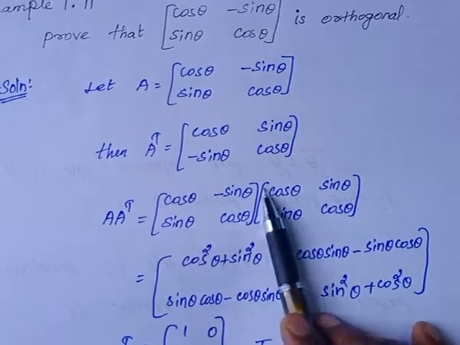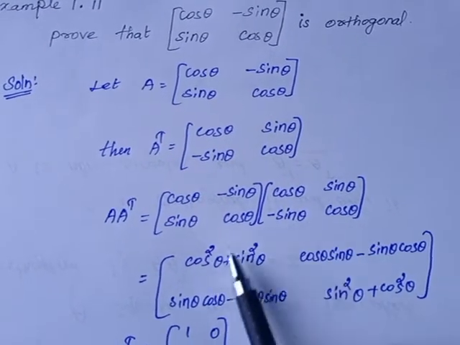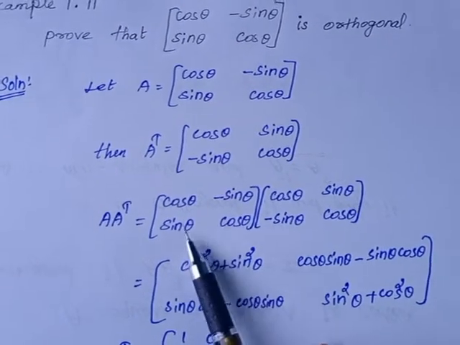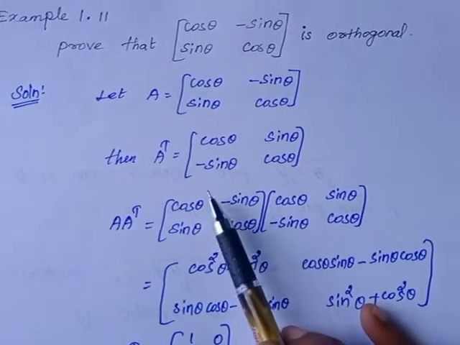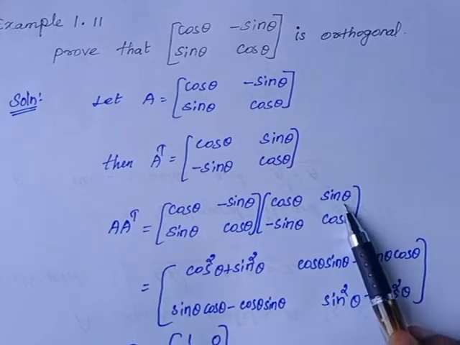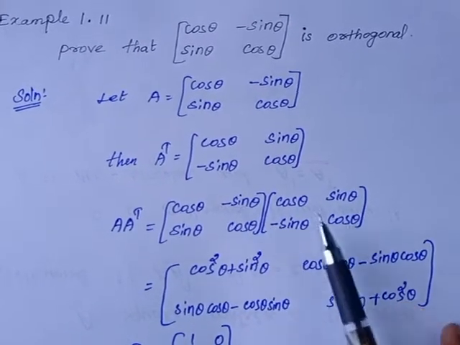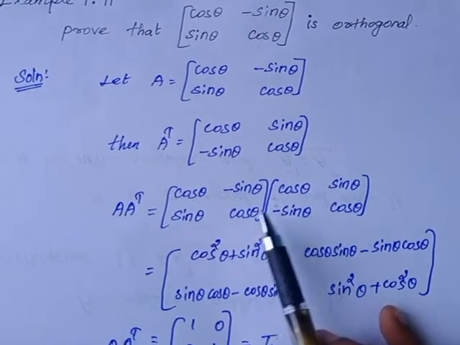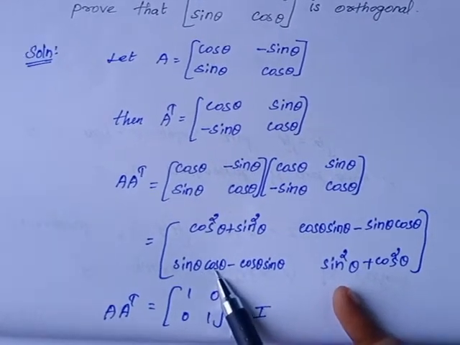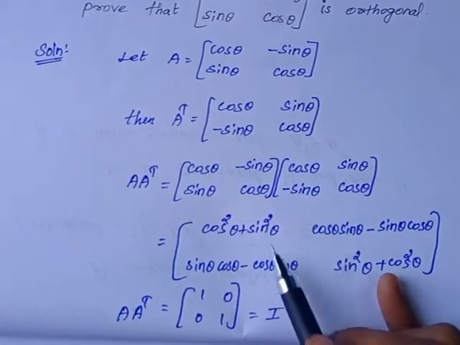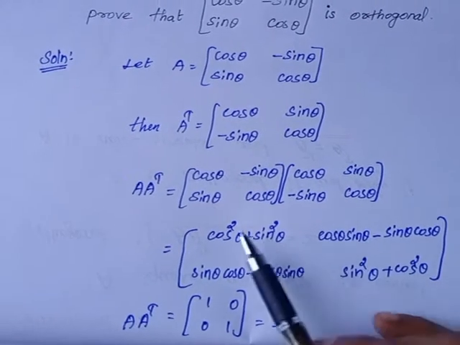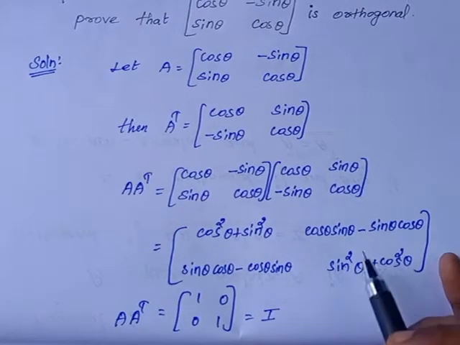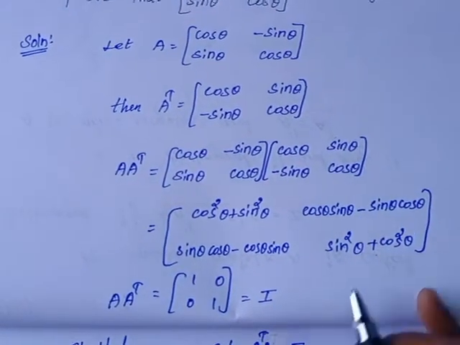You have to take the first row and first column. Cos into cos is cos square theta minus sin into minus sin is plus sin square theta. Next first row and second column. Cos theta into sin theta minus sin theta into cos theta. Next second row first column, sin into cos theta is sin theta cos theta minus cos into sin theta is cos theta sin theta. The next second row second column, sin into sin is sin square theta plus cos into cos is cos square theta.